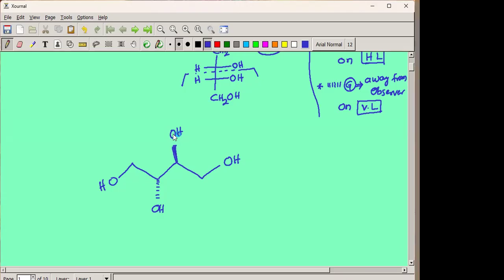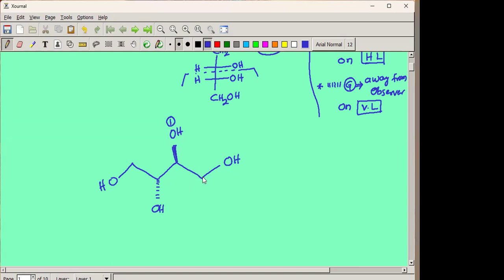So here the first group is OH, here it is CH2OH, and here it is CHR. So give the priority. Which one is the first priority group? This is the first priority group because of oxygen. This is a carbon, this is a carbon, right? We can give the priority to this group. This is the first priority group.